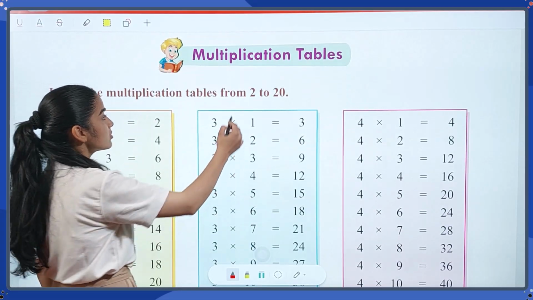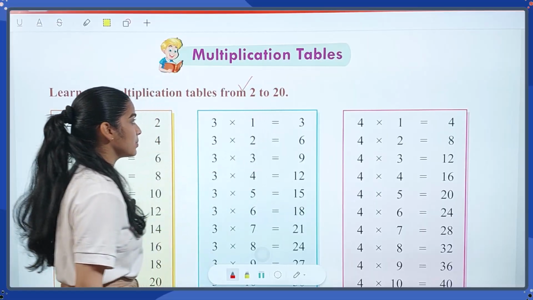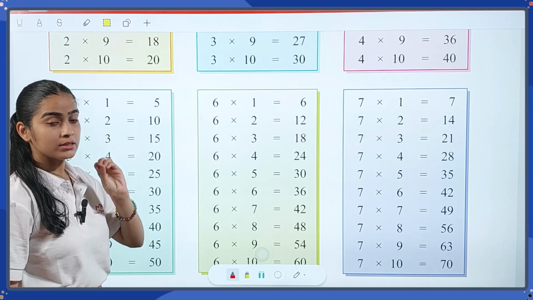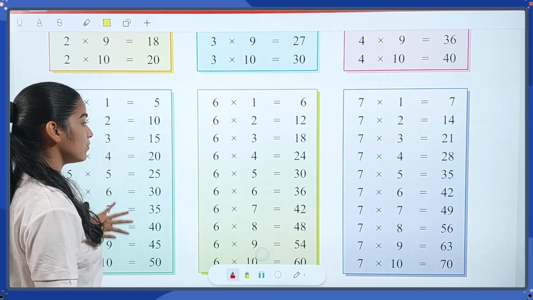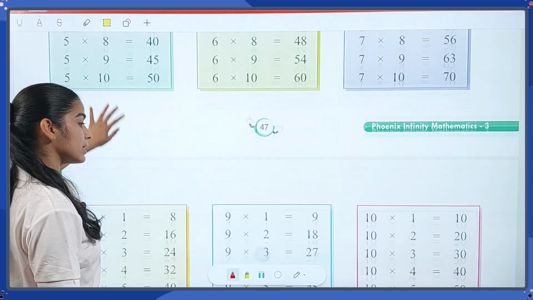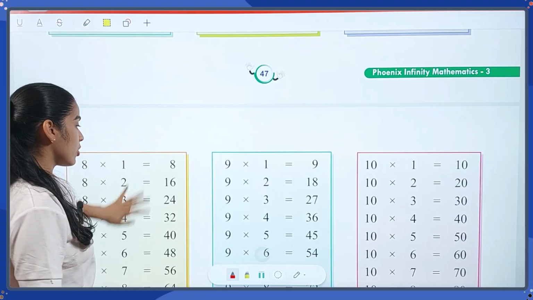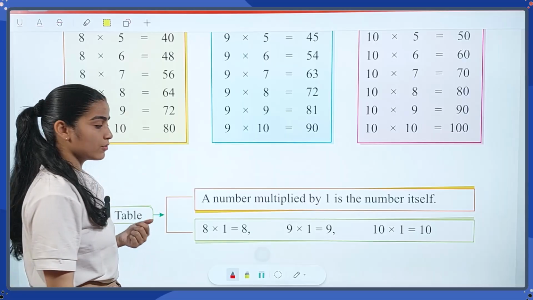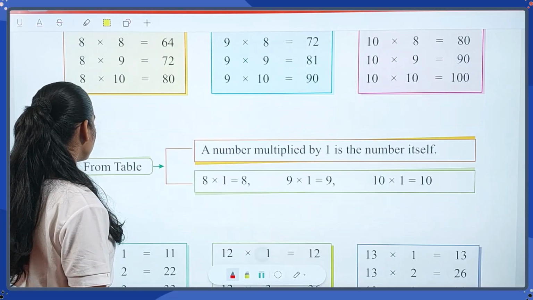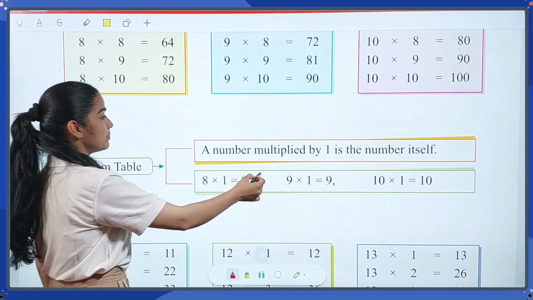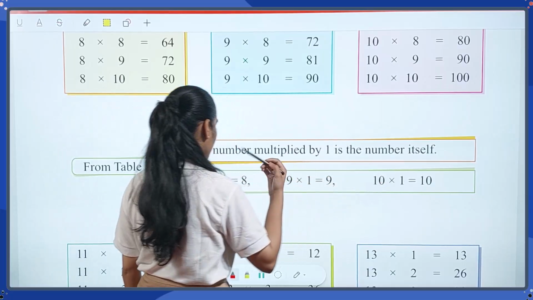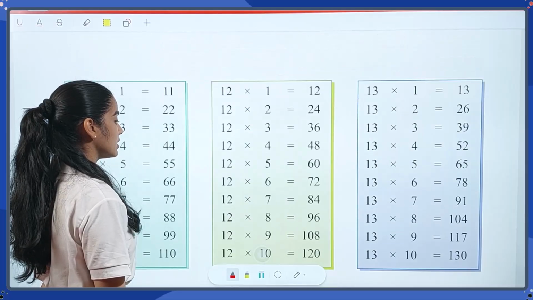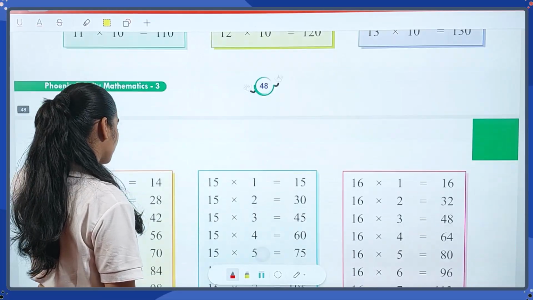I hope you have learned the multiplication tables from 2 to 20, and these are your tables. If you haven't learned them yet, first revise these tables and then move forward to your multiplication operation. Otherwise you will feel difficulty while solving the questions. From the table, a number multiplied by 1 is the number itself, we already know that. Whenever we multiply a number by 1, we get the same number.